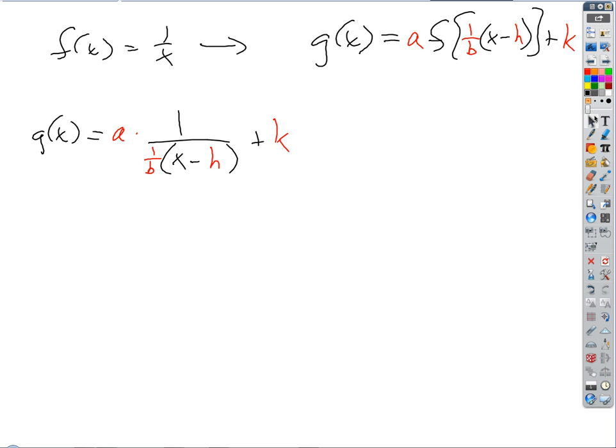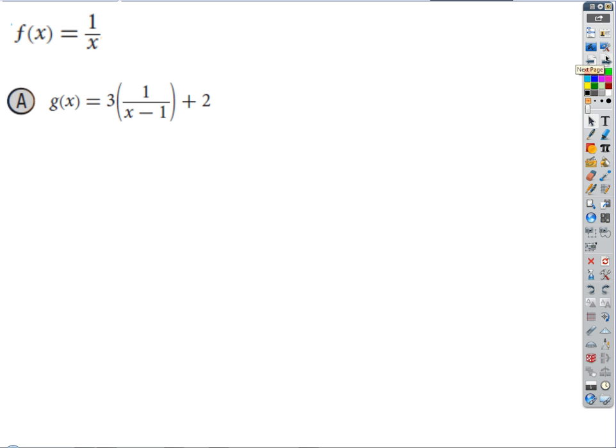So then all we've got to do here is just recognize what the values of A, B, H, and K are. Okay, what's A? 3, sure. It's the number out front, isn't it? So this tells us A equals 3, right? Is there a B? There's not this time, is there? There's nothing inside the function in front of the x, right? So we can ignore that. B's 1. We don't have to worry about it.